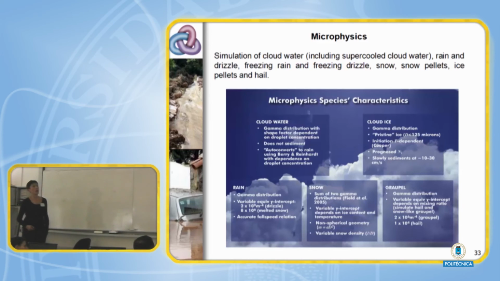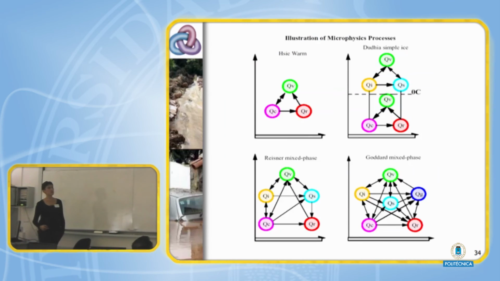And what is happening really in the clouds and microphysics? Microphysics is doing simulation of cloud water, including supercooled cloud water, rain, drizzle, freezing rain, freezing drizzle, snow, snow pellets, ice pellets, and hail, and everything, every kind of particles that can be in the clouds. There's a lot of things and a lot of changes between those particles. There are some illustrations of how we can start from simple, like convective to what can happen in clouds.